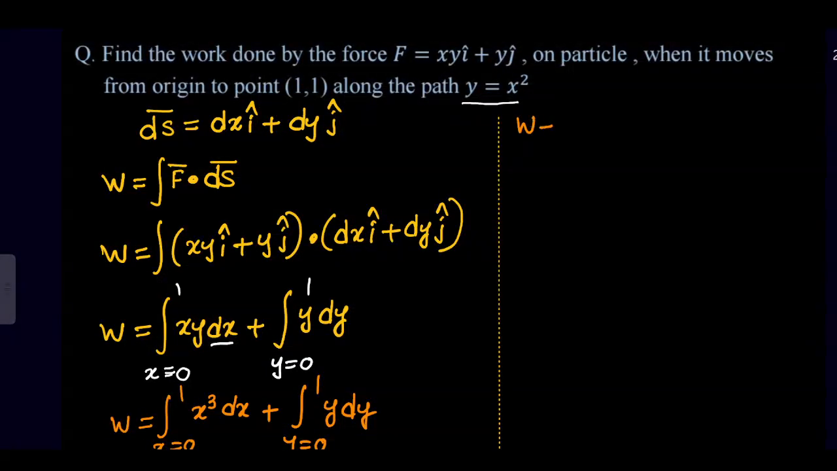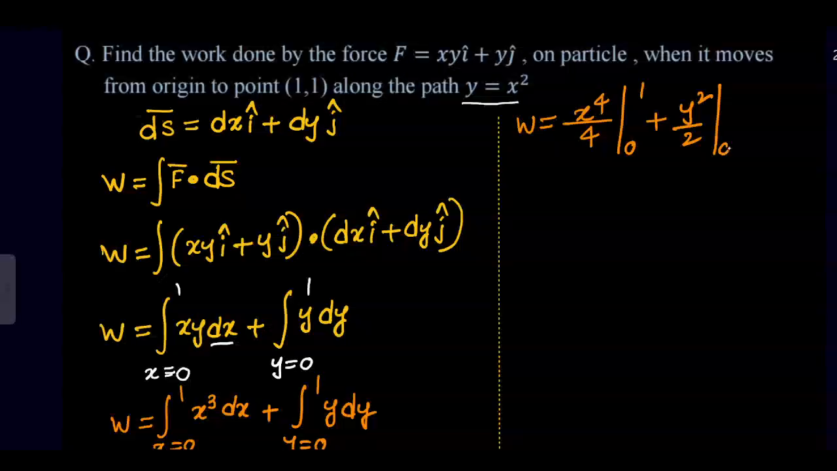Now this work done is equal to x power 4 by 4, limits 0 to 1, plus y square by 2, limits 0 to 1. So tell me how much will come. This is 1 by 4 plus 1 by 2. So what will come? Tell me now. 3 by 4.